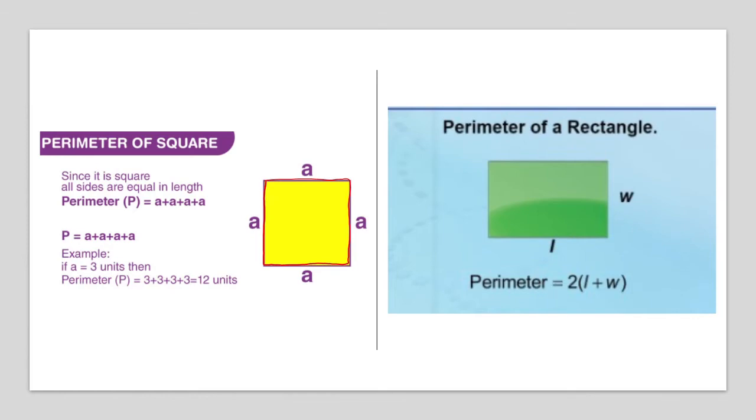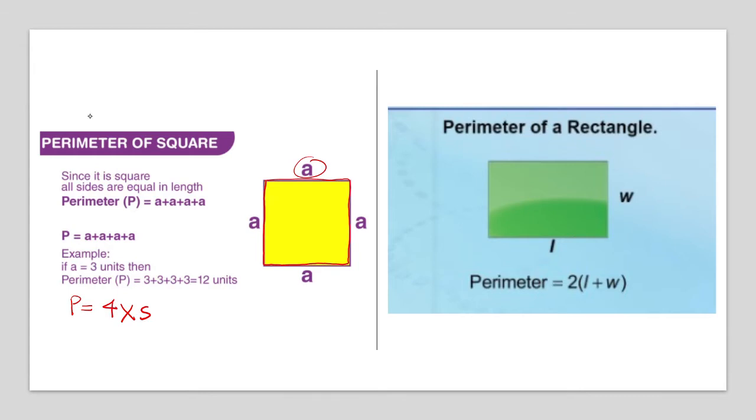how do you do it? You add this A, this A, this A, and this A. You have to add 4 A's, right? Or you can say perimeter of a square equals 4 times side. That is also possible. So you can say perimeter of a square is equal to 4 times S.